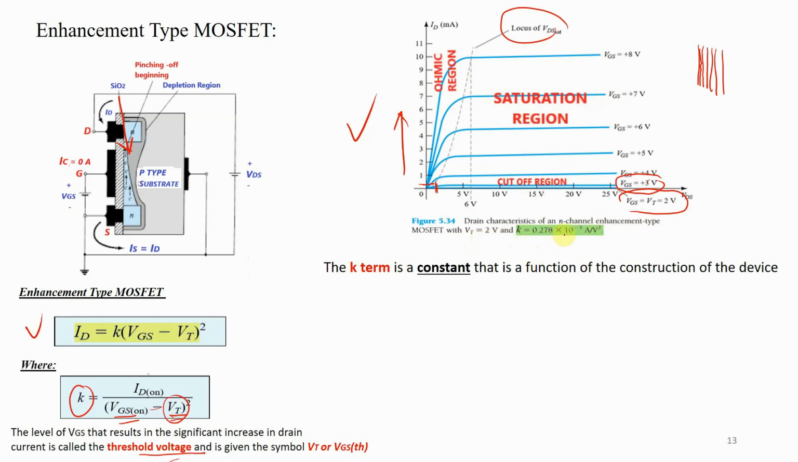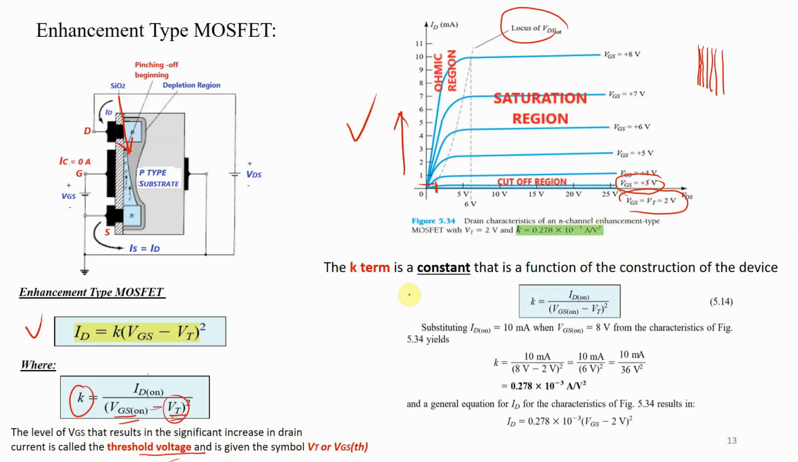Now, the drain characteristics of an N-channel MOSFET is VT equal to 2 V, and K is 0.278 times 10 to the negative 3 amperes per volt squared. Okay. What is that K? K is a constant that is a function of the construction of the device.